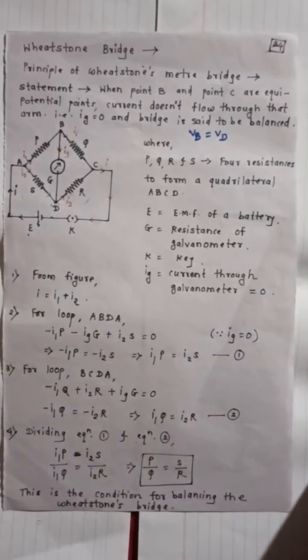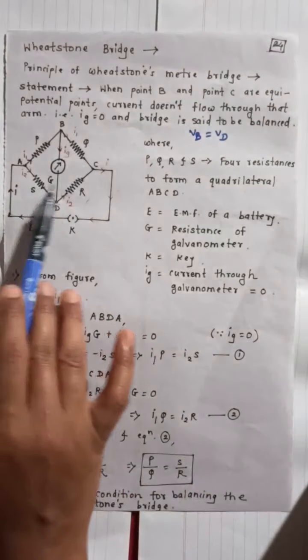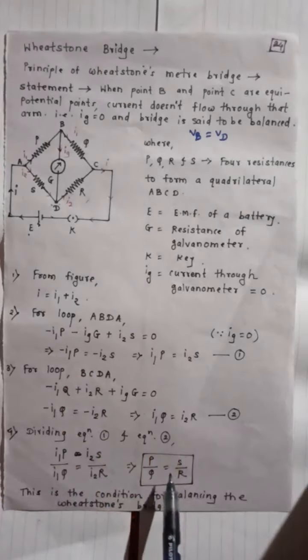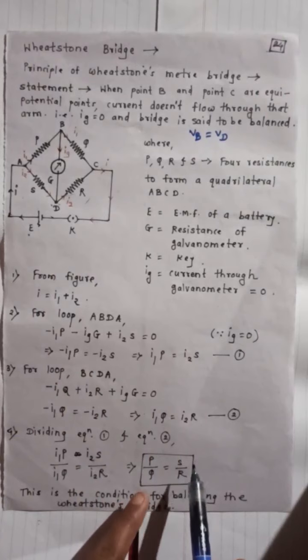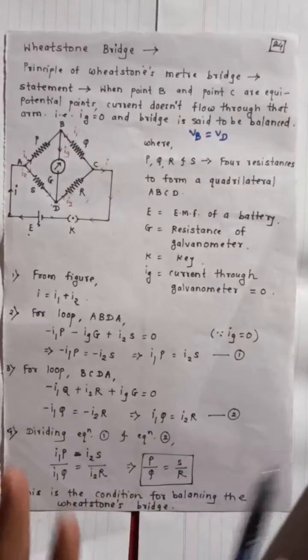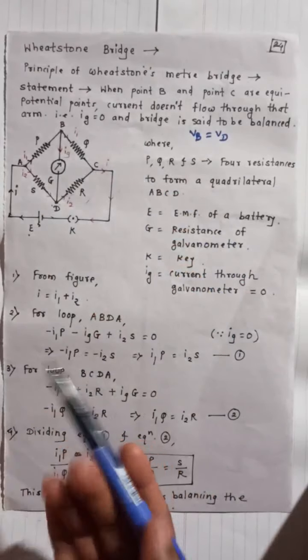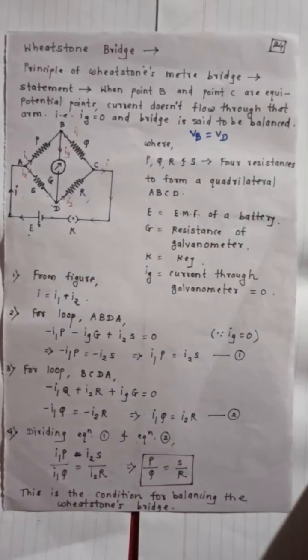So according to the Wheatstone, if the ratio P upon Q and S upon R, all these 4 are the resistances. So if the resistance ratio is like this, P by Q equals S upon R, if this ratio are equal, then we can say that the point B and point D are equipotential. So current doesn't flow through this branch, okay, in which the galvanometer is connected.